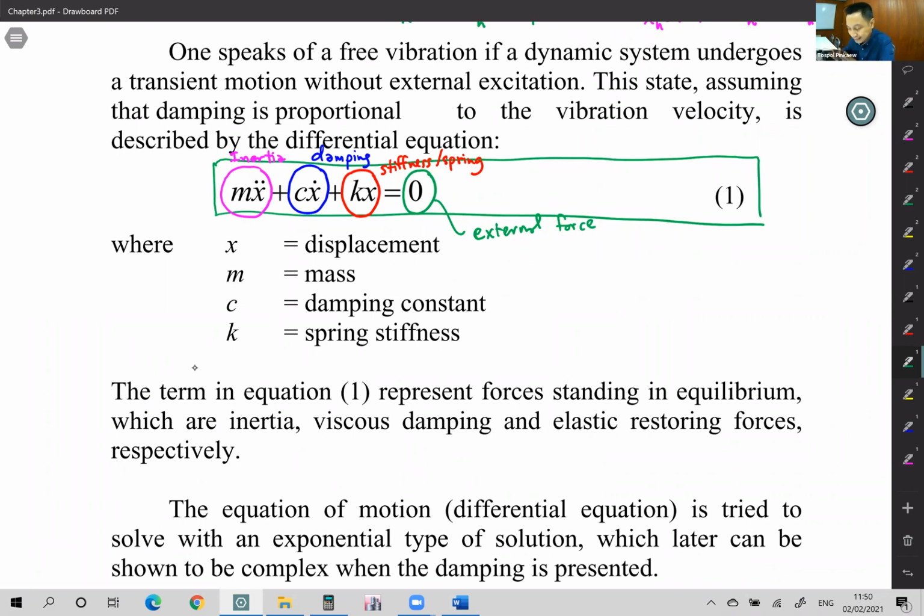mx double dot plus kx, the pink and the red terms, have no doubt because they come from the law of physics, according to the second law of motion from Sir Isaac Newton. But the blue term, we assume to be the term Cx dot like this. Why do we assume the Cx dot? I will try to provide you a little bit of information on this so that you can have a clearer idea why we do it like this.